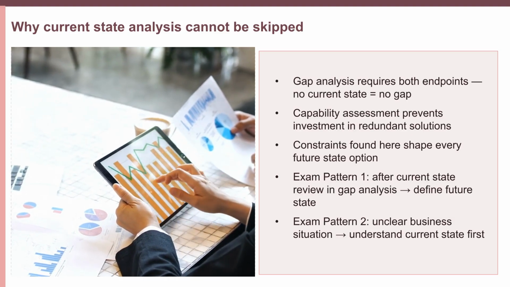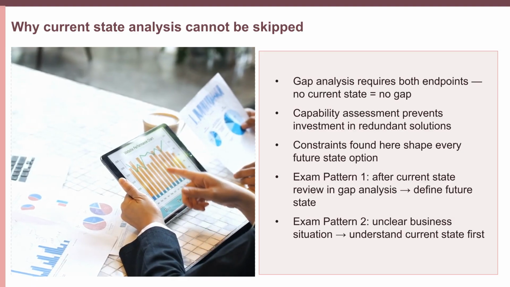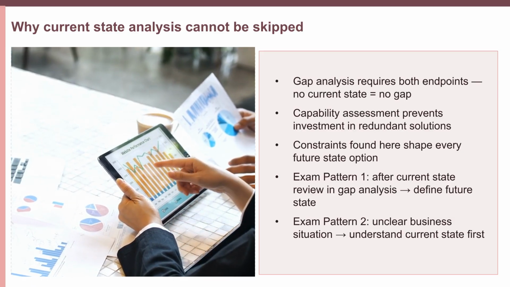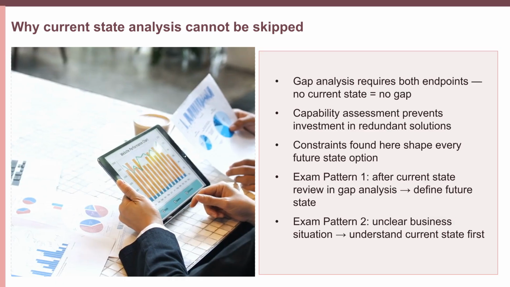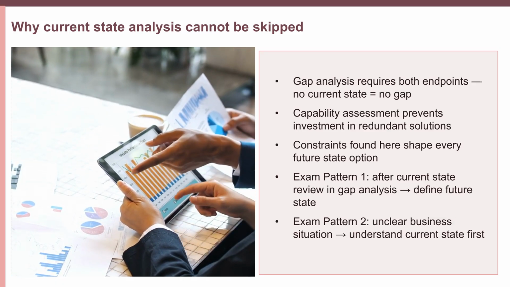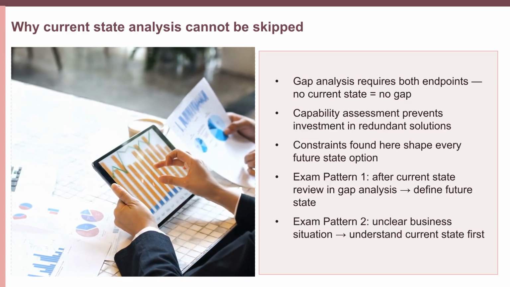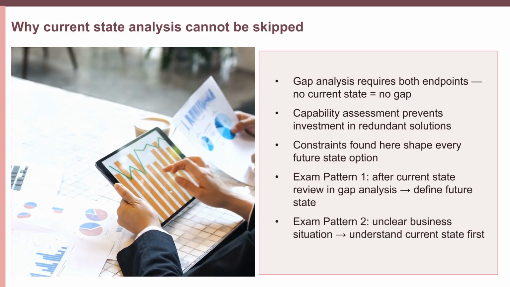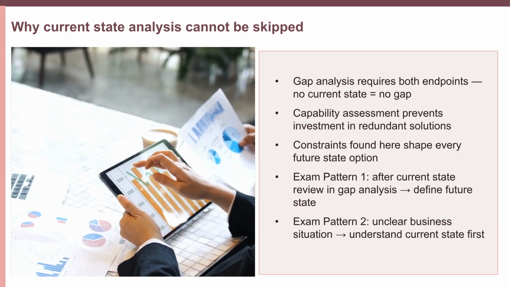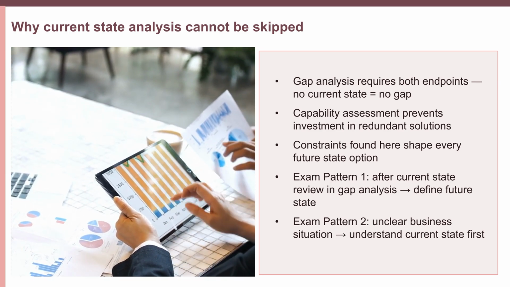The exam tests this task in 2 distinct ways. The first pattern presents a gap analysis scenario and asks what comes next after the current state has been reviewed. The answer is always to define the future state capabilities. The second pattern presents a situation where something is going wrong and asks what the business analyst should do first. The answer is always to understand the current state before proposing any solution. Capability assessment also protects organizations from redundant investment.